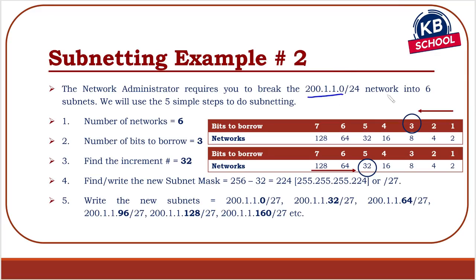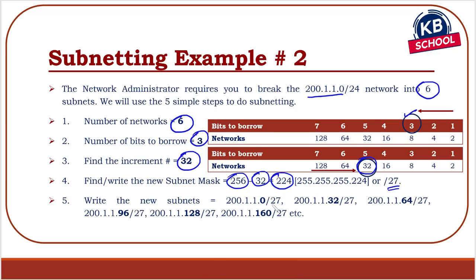So 200.110, but I'm going to break it down into 6 networks. 6 can be accomplished by just borrowing 3 bits. If I'm borrowing 3 bits, I'm going to move from left to right only 3 times, and I landed on 32. 32 becomes my increment number. If that's my increment number, my new mask will be 256 minus 32, the increment number, which is 224. 255, 255, 255, 224. Because I borrowed 3 bits, it's /27.